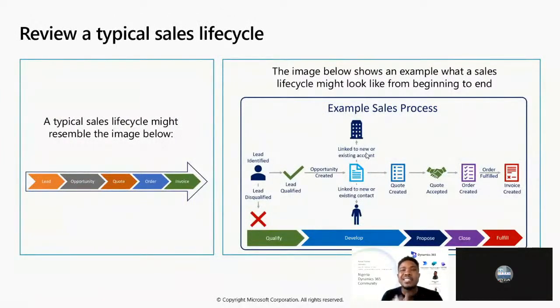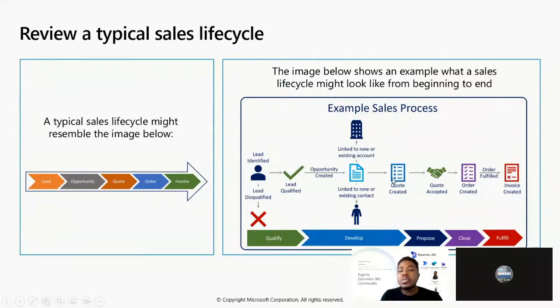At what point is an account or a contact created? This is at the point of opportunity. That is when you're going to have to link it to either an existing account or create a new account for it. You have to link to an existing contact or a new contact. Once this is created, and that's because these fields are on the opportunity form now.